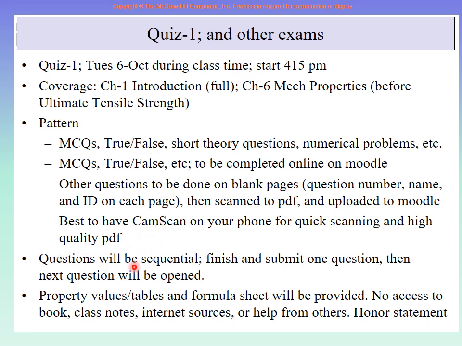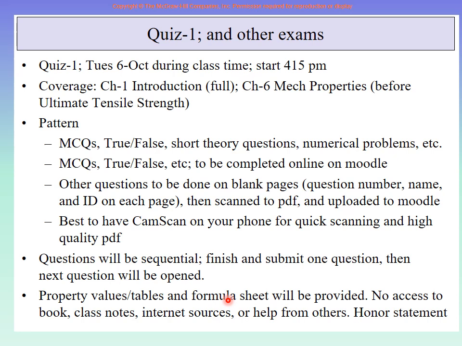We also told you that the questions will be sequential. If there are 3 or 4 questions, I will not load all the questions on Moodle at the same time. I will load one question, give you time, you finish it, you submit it, and then I will open the next question. It will be sequential in nature, just to make sure that everybody is given the same chances. And I will send you either the property values or tables in the questions or as an adjacent sheet, and I will send you a formula sheet.